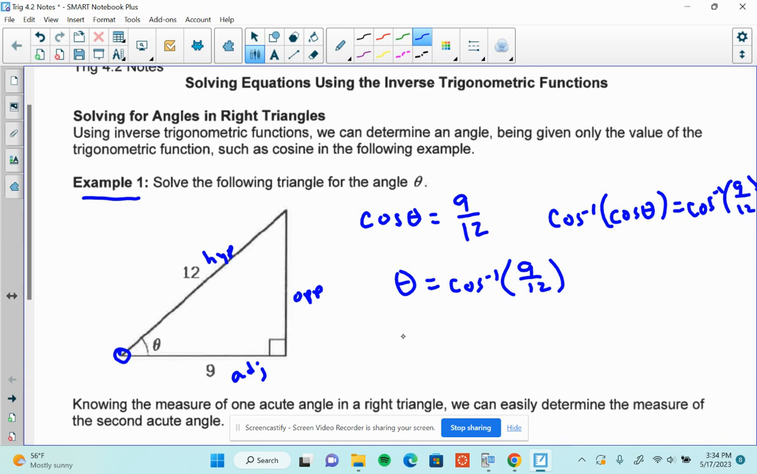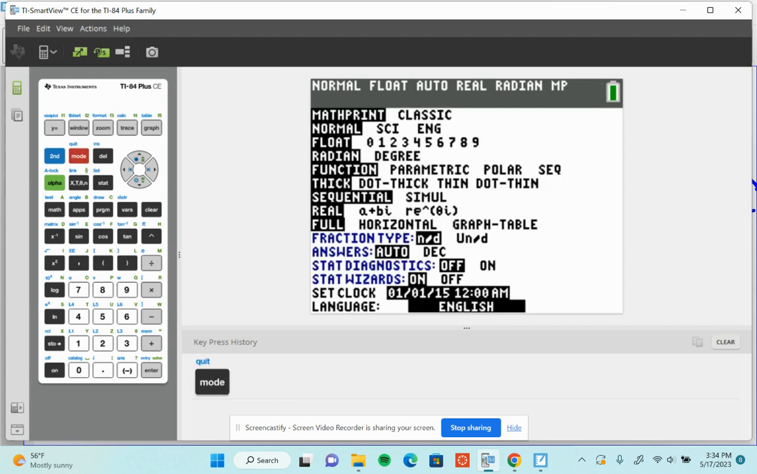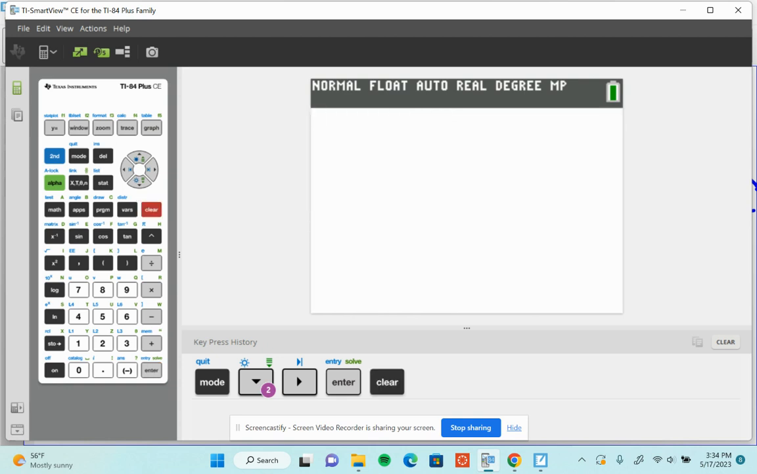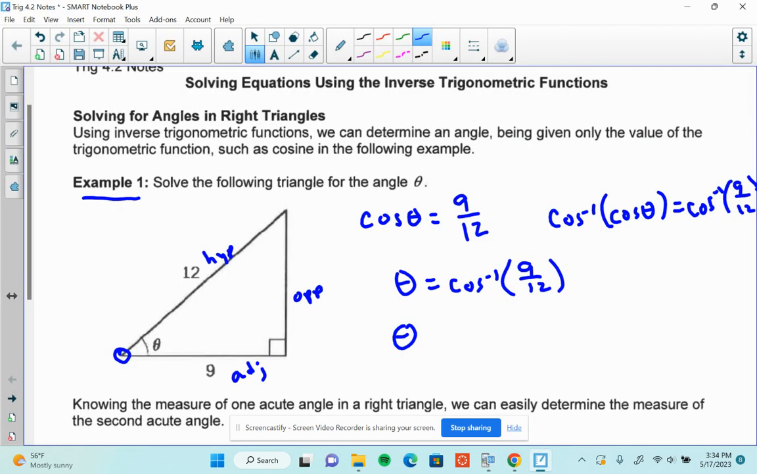So we are going to grab a calculator, and I'm going to get this answer in degrees. So I want to make sure my calculator is in degree mode. Usually I want these to be in degrees when I'm talking about triangles. So I'm going to put it in degrees. And I'm going to find the value of cosine inverse of 9 divided by 12. And what I have is 41.41 degrees. So theta equals 41.41 degrees.